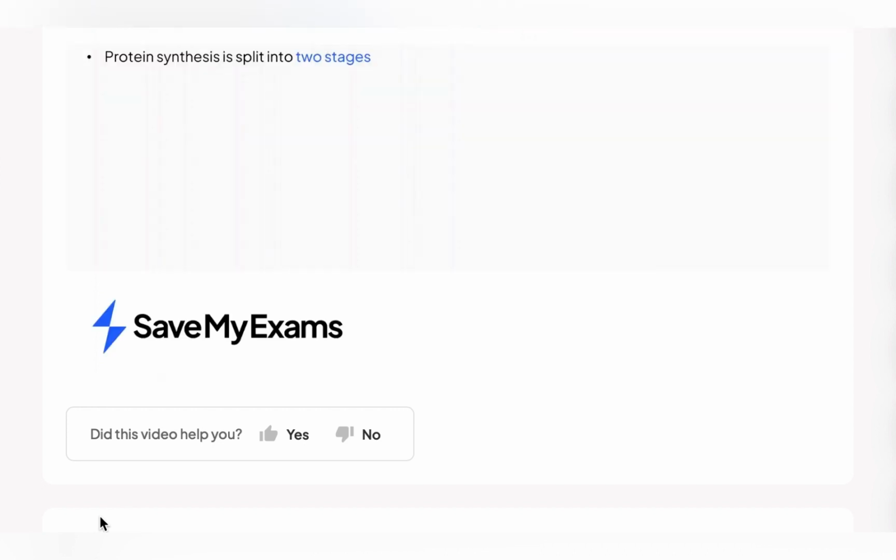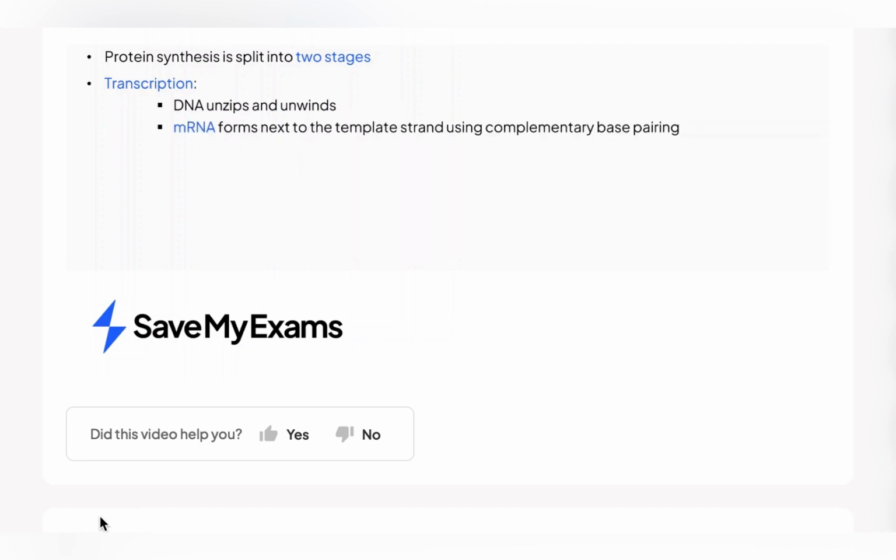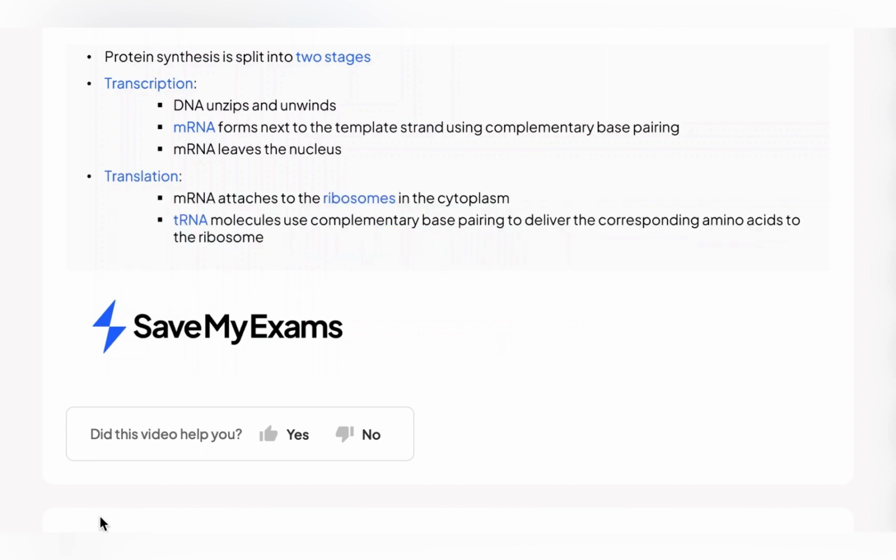In summary, protein synthesis is split into 2 stages. In transcription, DNA unwinds and unzips. mRNA forms next to the template strand using complementary base pairing. The mRNA then leaves the nucleus. In translation, mRNA attaches to the ribosomes in the cytoplasm. tRNA molecules use complementary base pairing to deliver the corresponding amino acids to the ribosome, and amino acids bond with adjacent amino acids to form a protein.